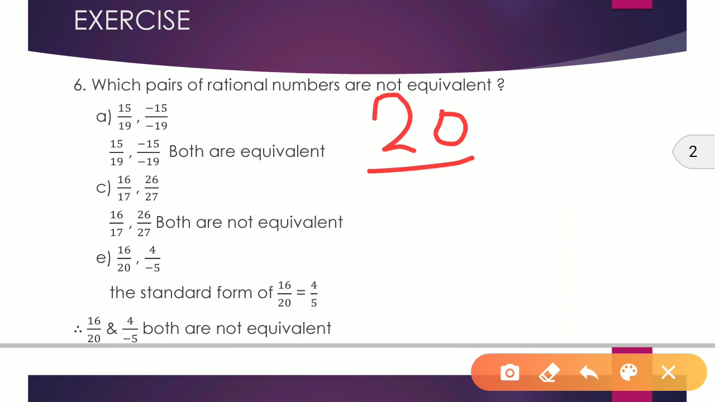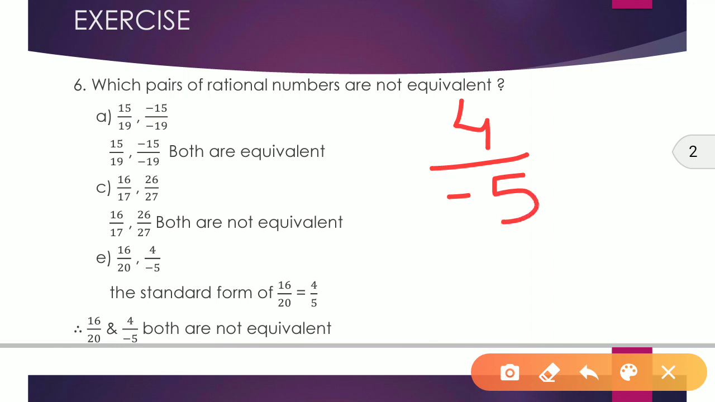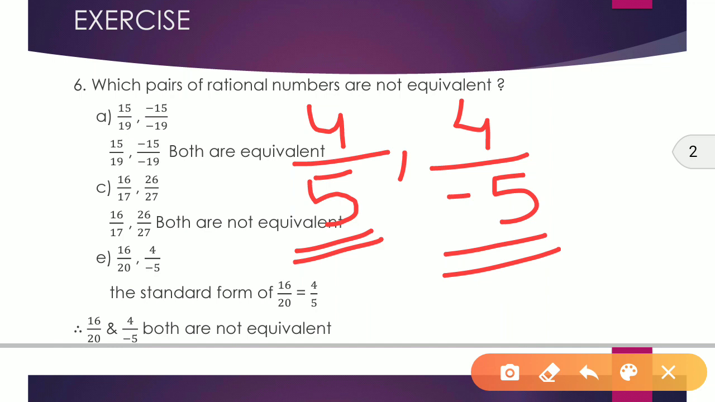Now, what is the next rational number? Next rational number is 4 by minus 5. In the first rational number, the standard form is 4 by 5, and in the second rational number, it is 4 by minus 5. Here 5 is with the positive sign, but here 5 is with the negative sign. Both are not equivalent. That's why we can say that 16 by 20 and 4 by minus 5 are not equivalent.